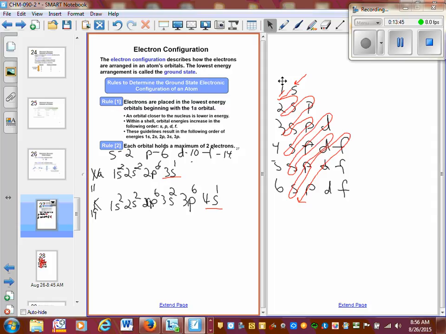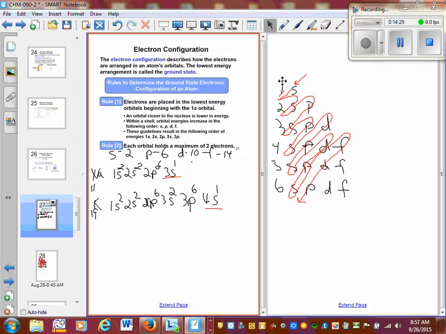Look at the other main group elements on the right. How many columns are there? 6. How many p electrons are there at the maximum? 6. What a coincidence. So column 3A would end in p1. Column 4A, p2. 5A ends in p3. 6A ends in p4. 7A ends in p5. And 8A ends in p6.